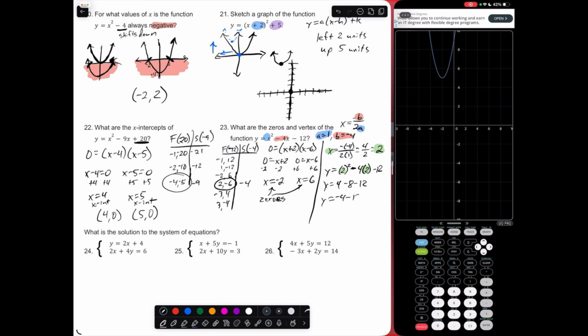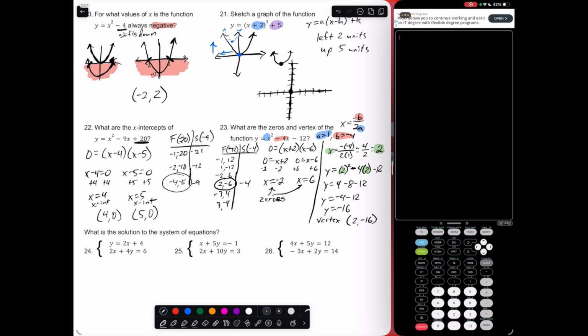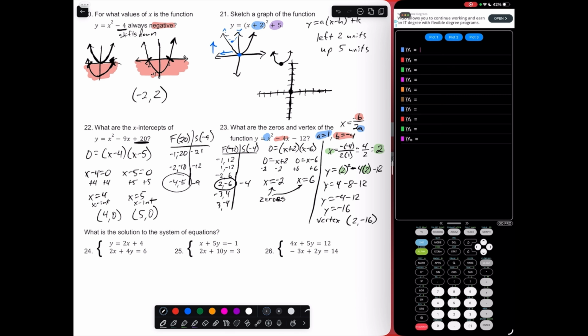Negative 4 minus 12, negative 16. So the vertex has an x value of 2 and a y value of negative 16. All right. All that can be checked on the calculator.